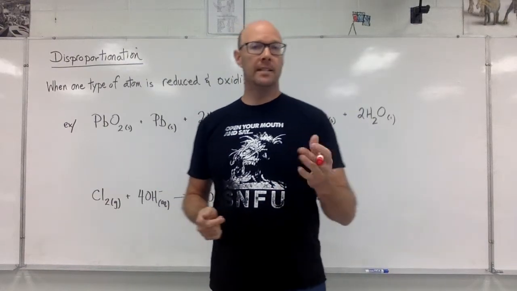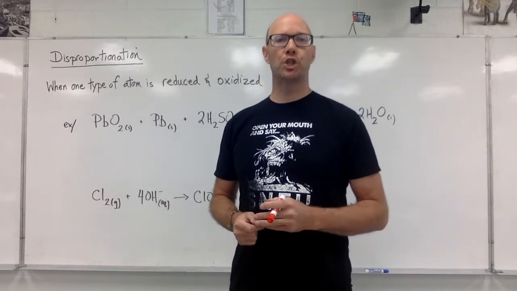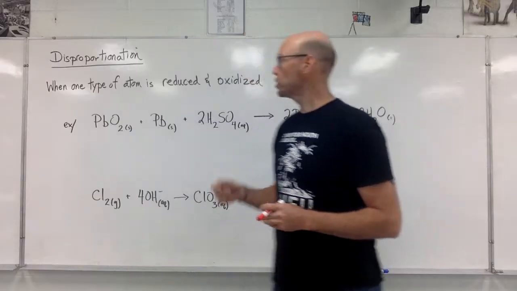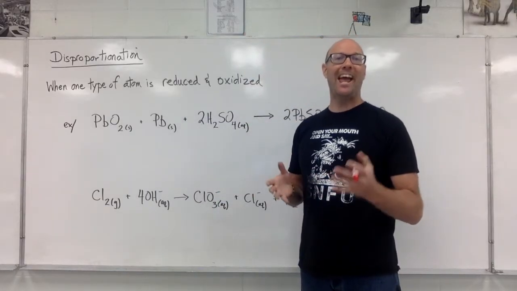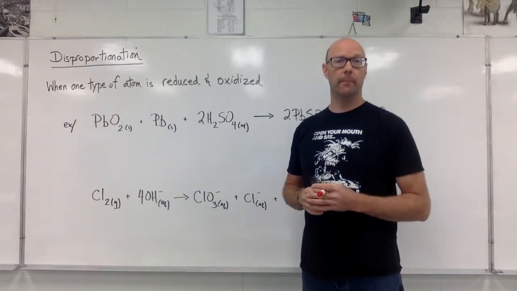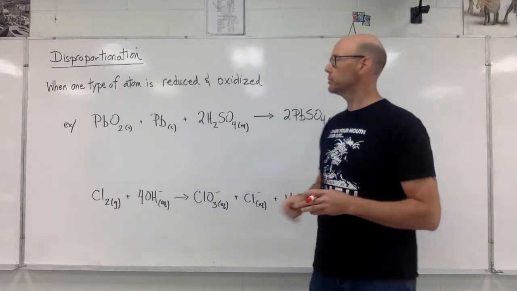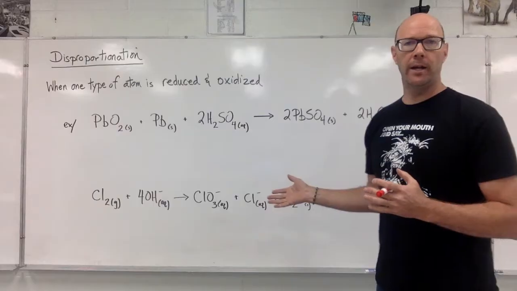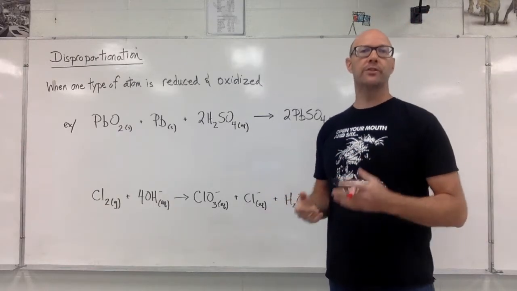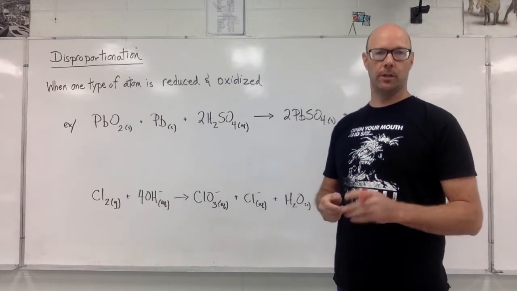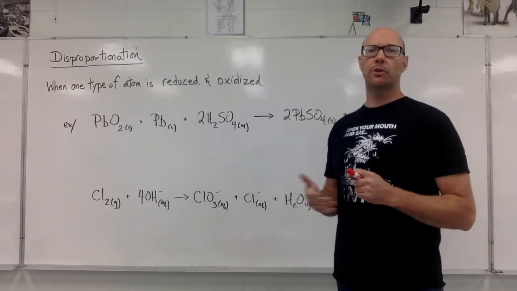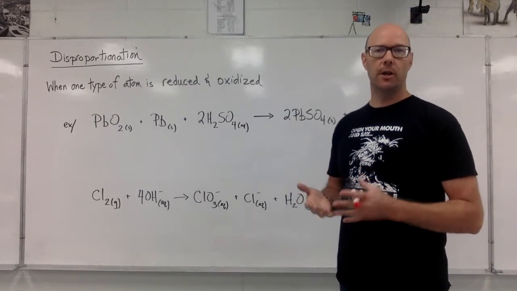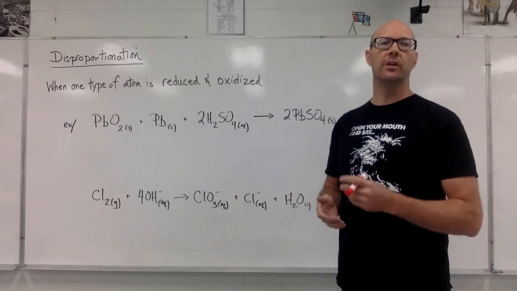Hi everyone. Today a look at disproportionation. Disproportionation is when one type of atom is getting reduced and oxidized at the same time. Here's two examples. I have two balanced equations, both of which are going to show us disproportionation. In order to identify disproportionation, I'm just going to assign oxidation numbers to all of the substances involved.